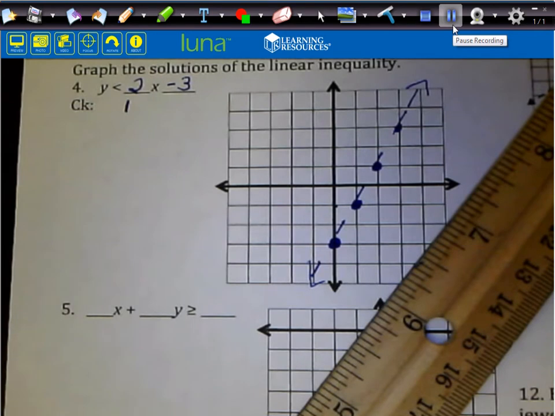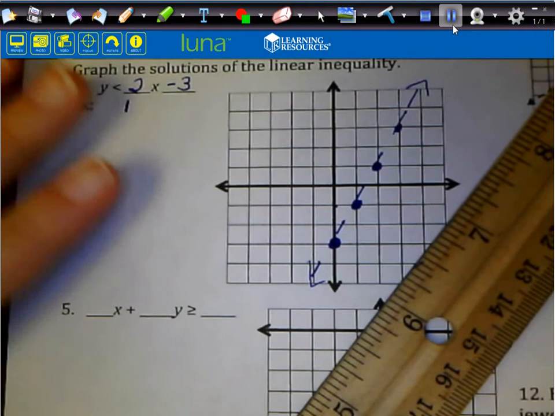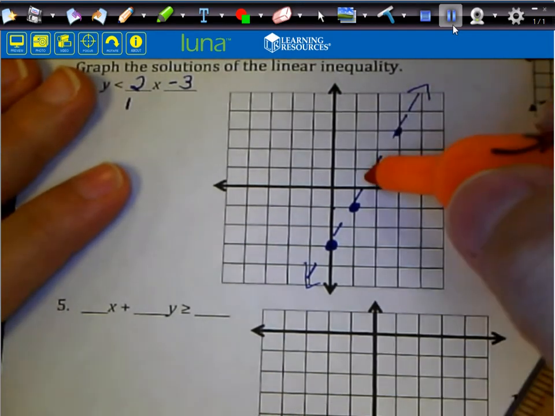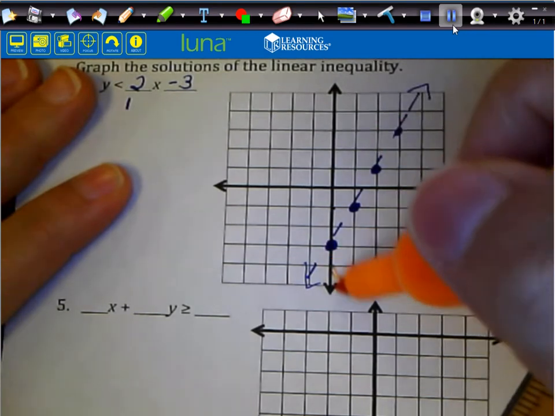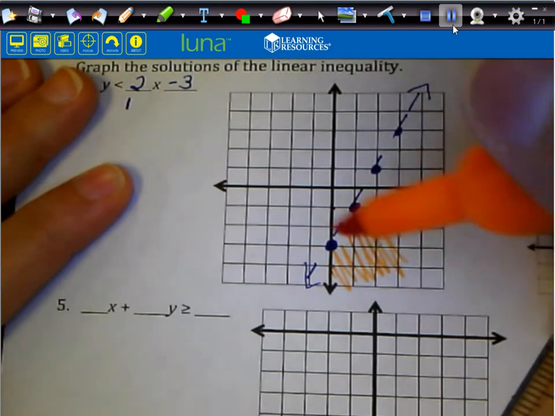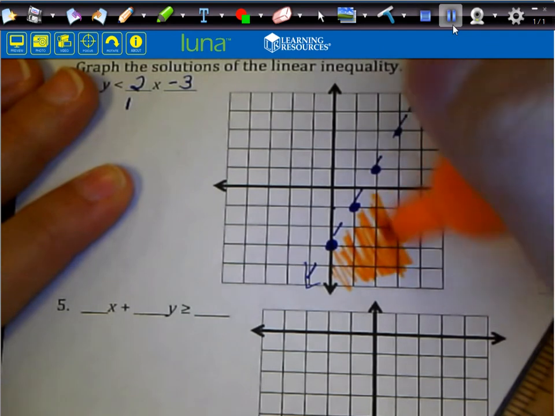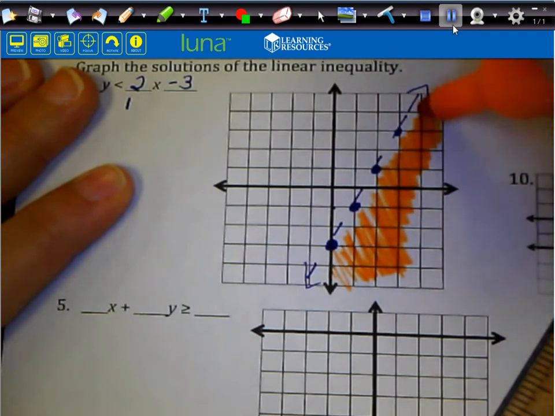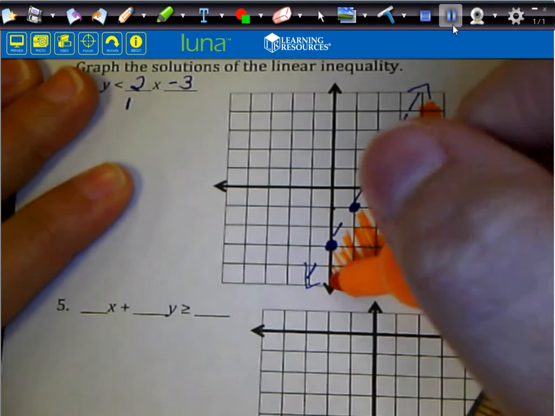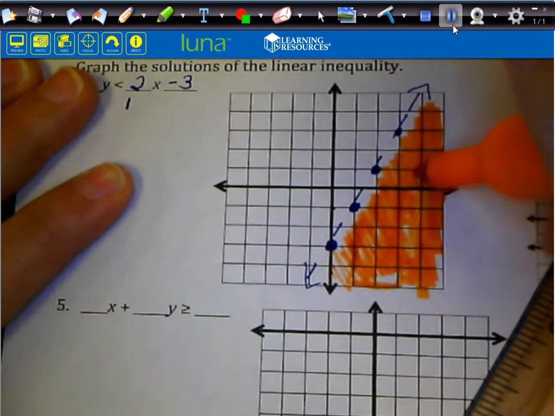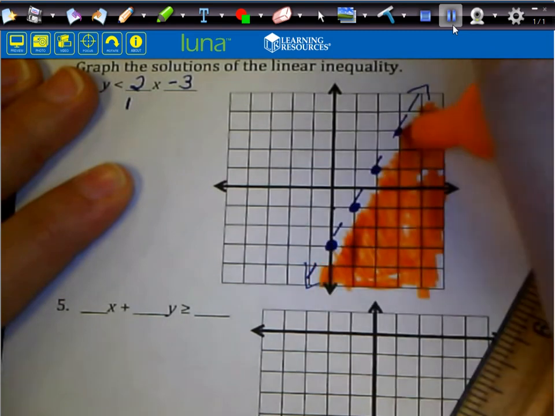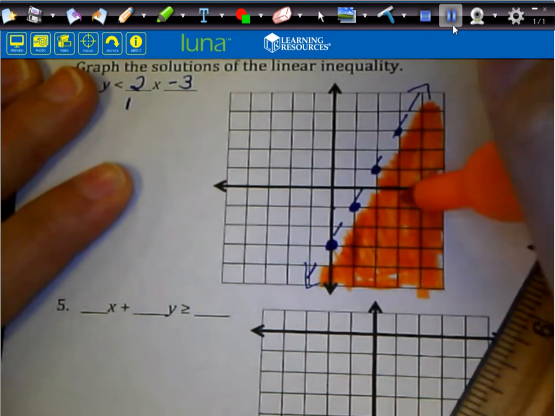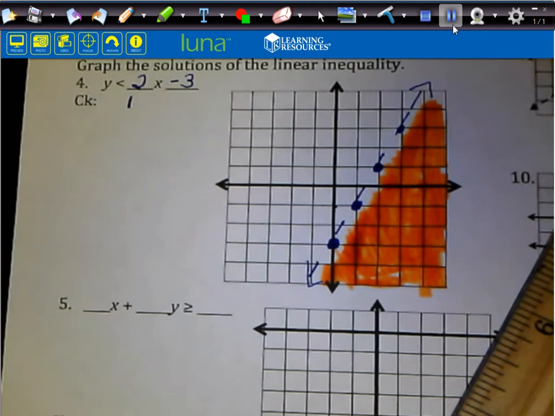And I'm going to shade with a highlighter. If you have a highlighter and want to shade with a highlighter, that's fine. If you just want to shade using your pencil, that's fine as well. So I'm going to look at this line and say this is below and this is above. So I'm going to shade everything below. So there's my shaded region.